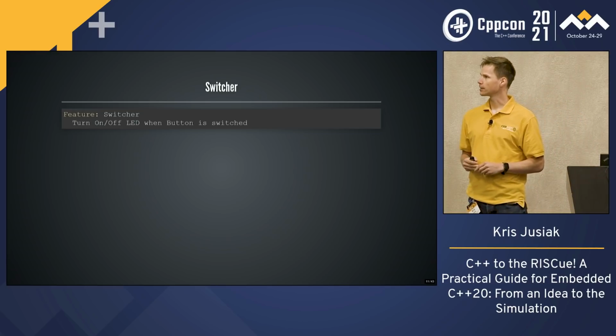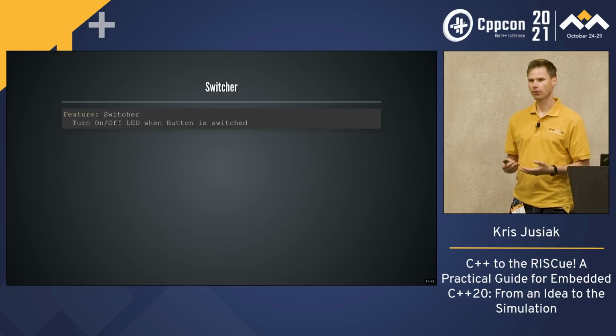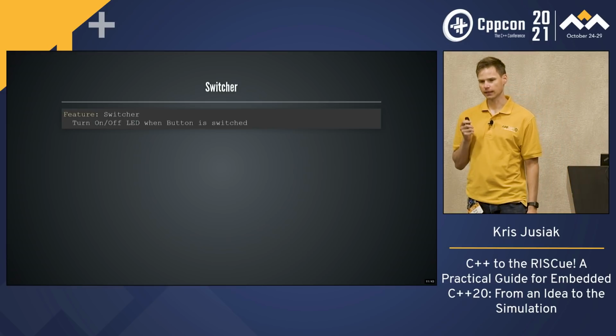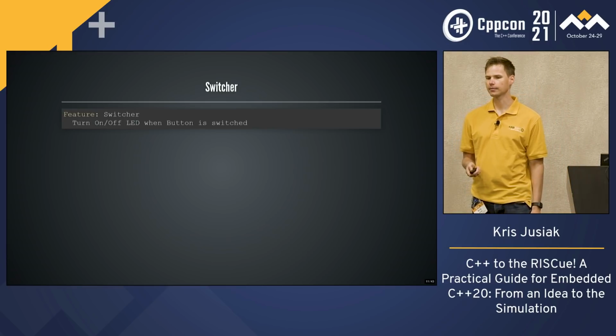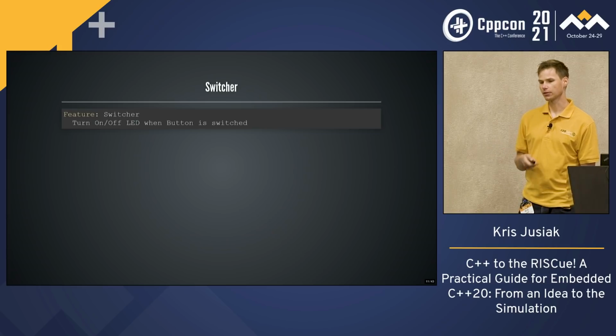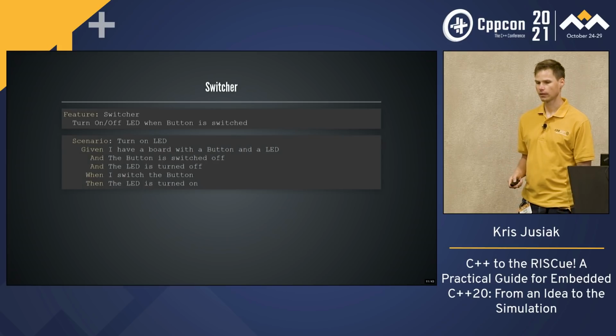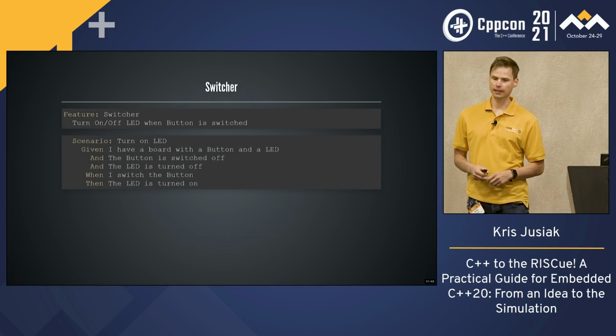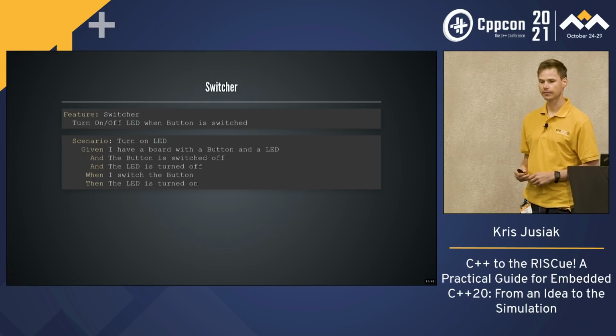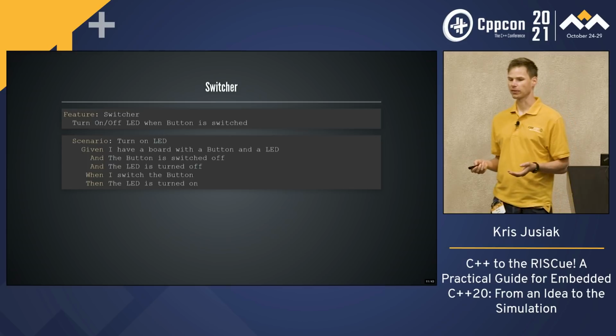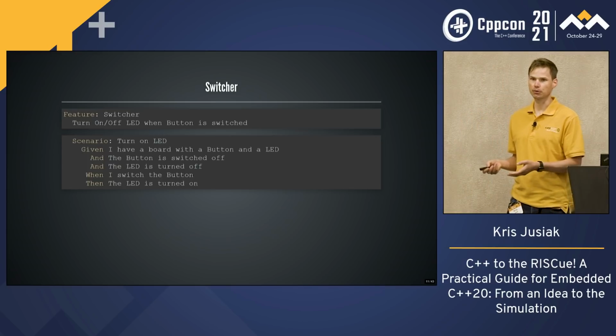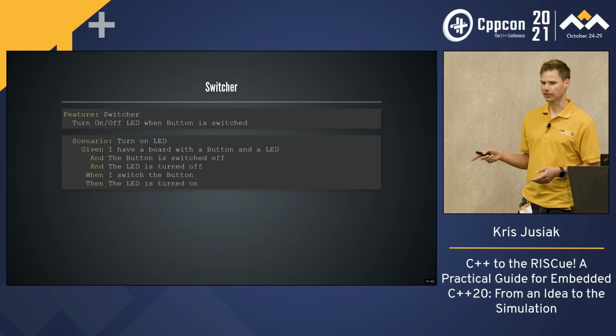We'll try to implement this switcher and describe the requirements using the Gherkin style, which is the BDD way of setting the requirements, acceptance criteria. So our project is to turn on and off the LED when the button is switched. The first scenario we will try to cover is turning on the LED. You can imagine that I have a board with a button and LED. That's something which we will provide with Tinkercad. And that's something which we can buy in the future. So that will be the expensive part.